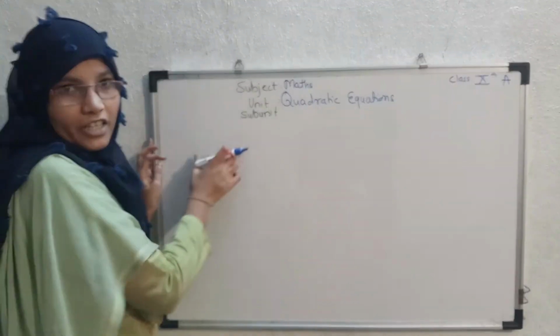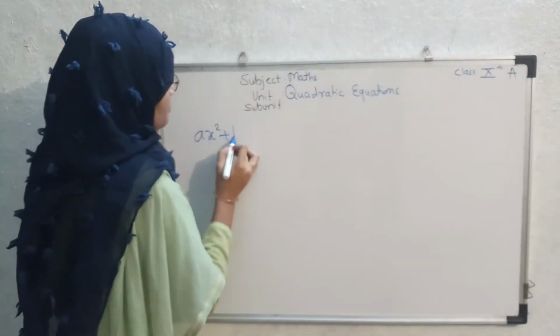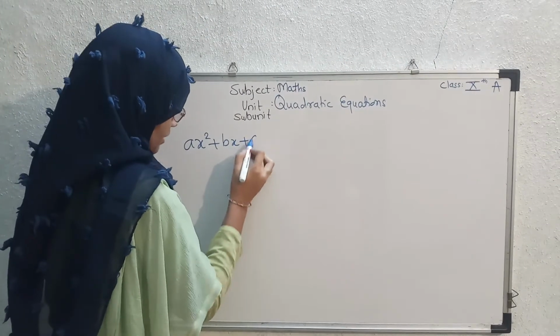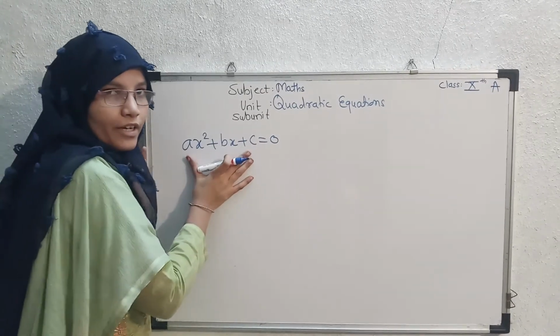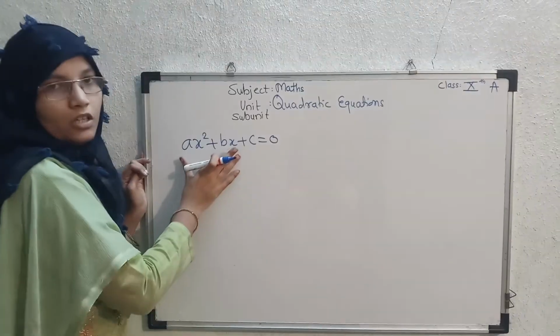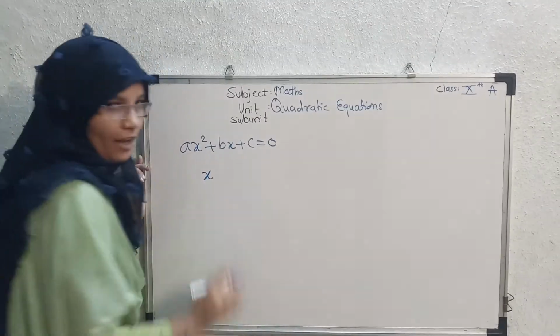Now, the standard form of a quadratic equation is ax square plus bx plus c is equal to 0. This is the standard form of a quadratic equation. To solve this quadratic equation means to find the value of x.